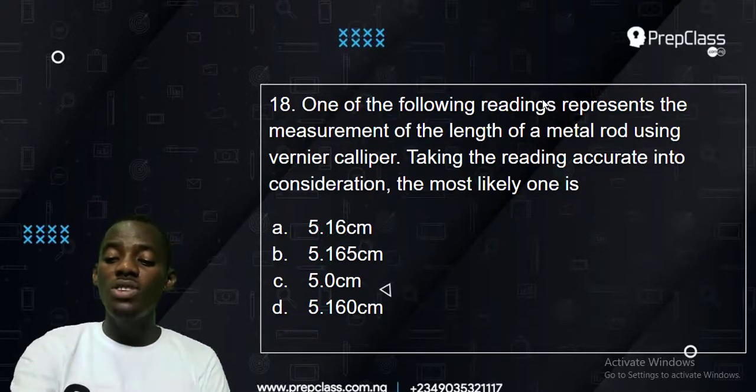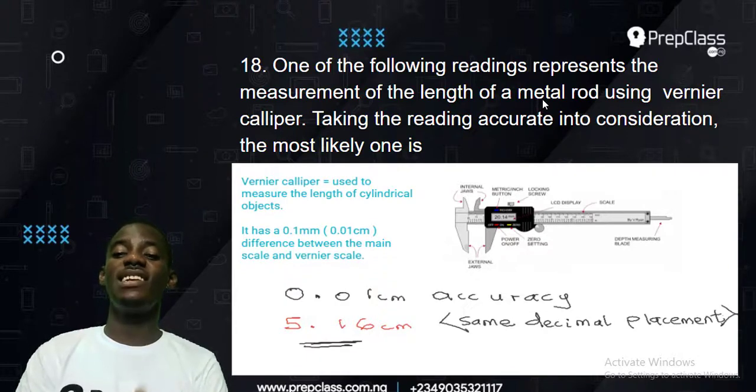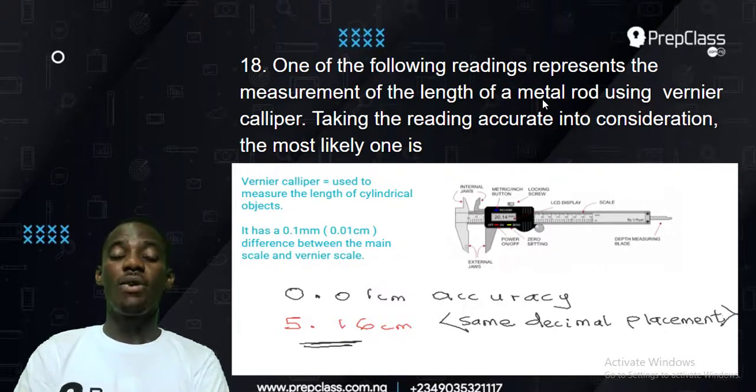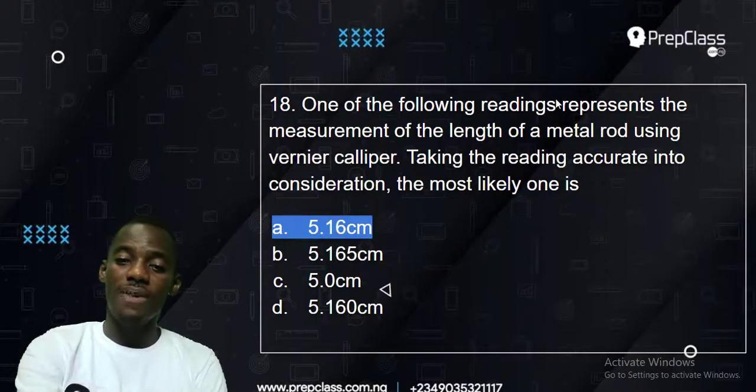So the one which is right, and the reason why it is right is because it is arranged in the order of the accuracy of the caliper, which is 0.01 centimeter or 0.1 millimeter. Okay, so that's why 5.16 is that which is well arranged. It is the order of any answer for a question on vernier caliper. Do you understand that? Okay, now let's go to the next question. So option A is the correct answer for number 18.